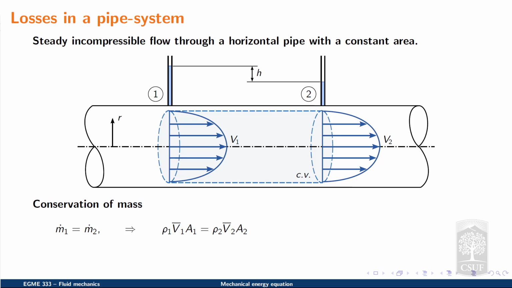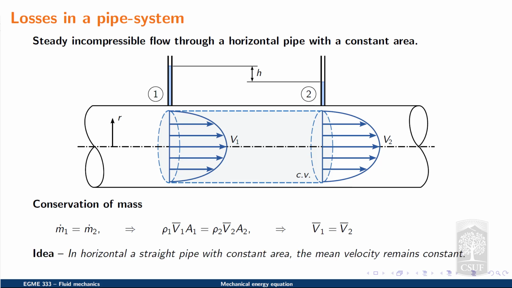Recall that I'm assuming that the flow is incompressible. Therefore, rho 1 must equal rho 2. Also, because the pipe consists of a constant area, A sub 1 equals A sub 2. So these two quantities can be canceled out of the conservation of mass expression. And what we're left with is that the mean velocity at point 1 must equal the mean velocity at point 2. So the idea is that in a horizontal straight pipe with a constant area, the mean velocity remains constant.